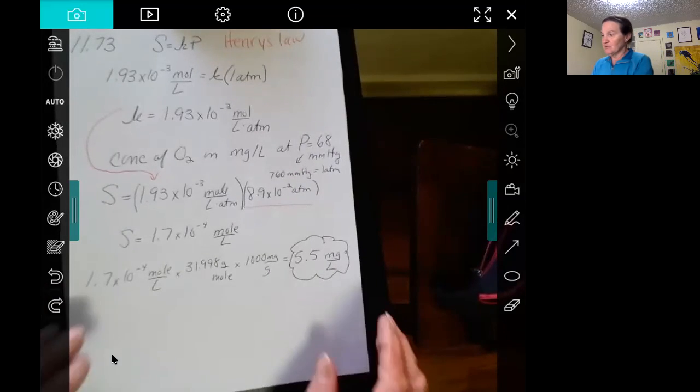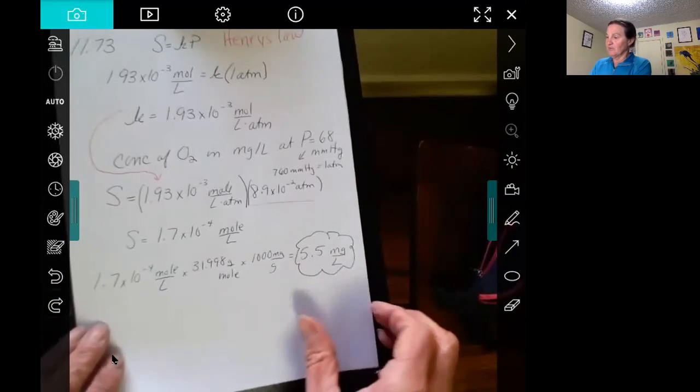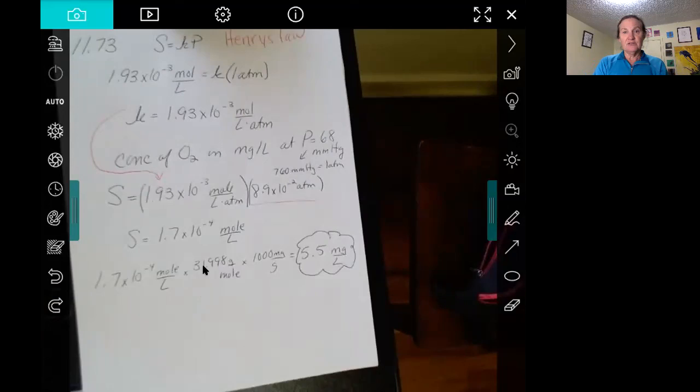So those are 3 problems. You'll have lots more in your homework that you can work on, but I just wanted to work through a few to make sure you are understanding and remembering how to work these kinds of problems.